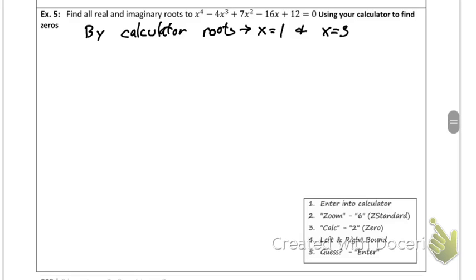I found it x equals 1 and 3. And once I know 2 of my real zeros, this is how we're going to do this. We need to get from x to the 4th to x squared.